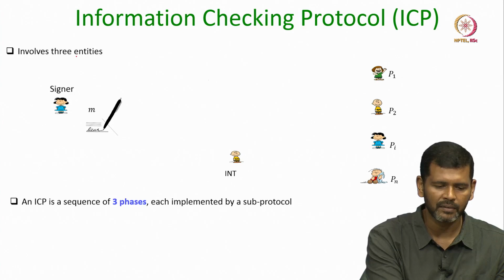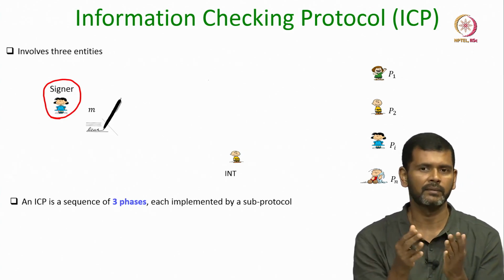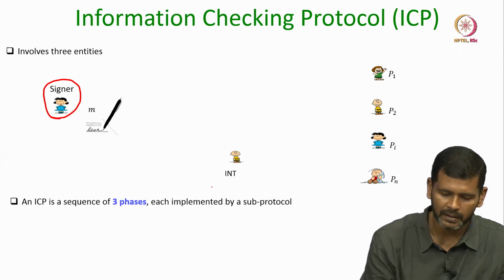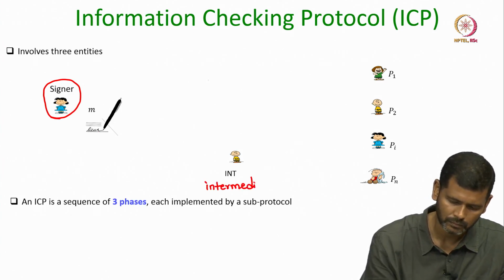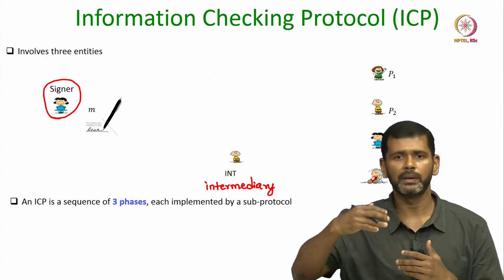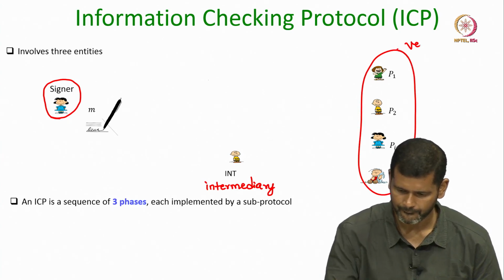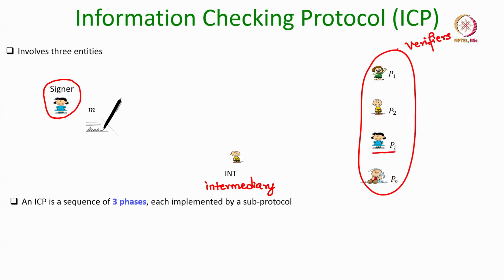So, here we have 3 classes of entities. We will have a signer, who could be any designated party among the n parties, and it will have some message from some domain. There will be some intermediary, INT, which again could be any of the n parties. And then the entire bunch of n parties will play the role of verifiers, which will also include the signer as well as the INT. That is the way we are going to deploy the ICP protocol later.